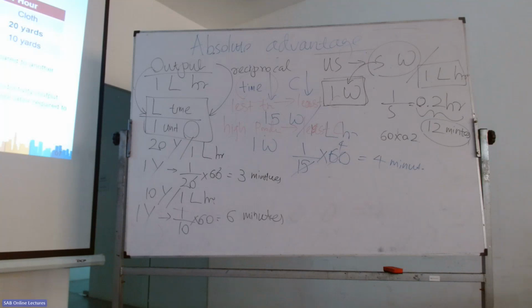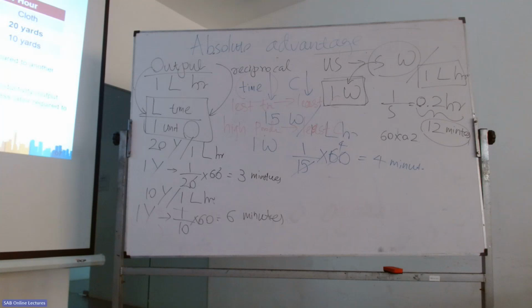In wine production, the UK has the highest productivity, because the UK can produce 15 bottles using 1 hour, but the US can produce only 5 bottles. So productivity is the highest in the UK. So in the UK, cost is the least, because when productivity is the highest, cost is the least.